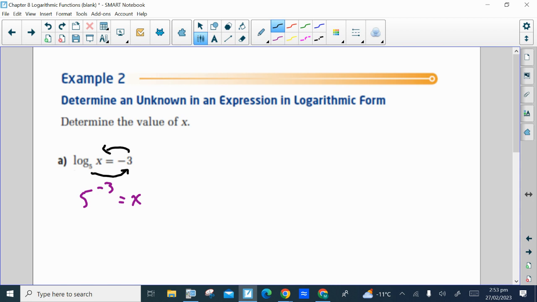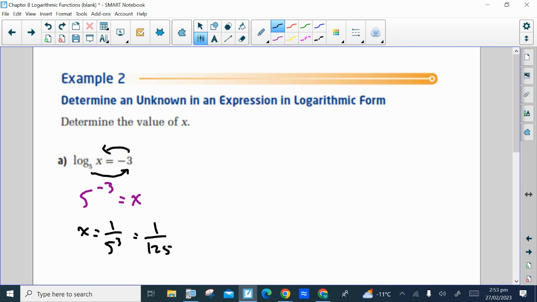After the 5 comes the power -3. Remember, the 5 is the base, so if you have a base, you've got to have an exponent. That's what comes next. That's what the -3 is. And then it equals whatever you get when you cross the equal sign for the last time, when you cycle over the last time. That's your x. And now you can evaluate this. That'll be 1 over 5 cubed, or 1 over 125. There's our answer.